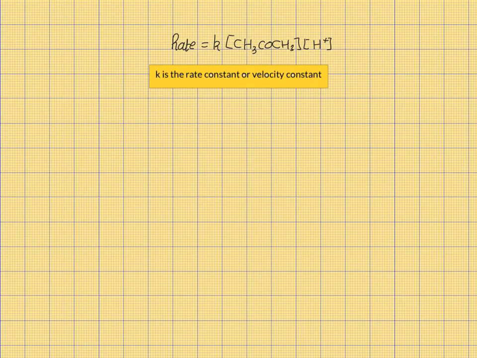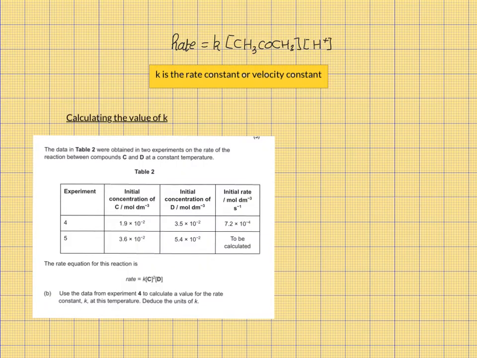If we now look at the rate expression for this particular reaction, we've not explained what this lowercase k is. k is known as the rate constant or velocity constant, and the only factor that will affect the value of k is temperature, and we'll be looking more closely at k when we see how k and temperature are related.